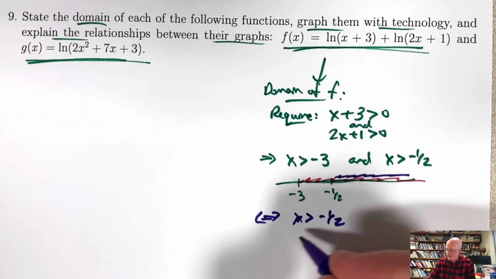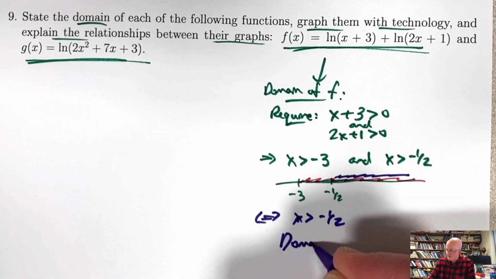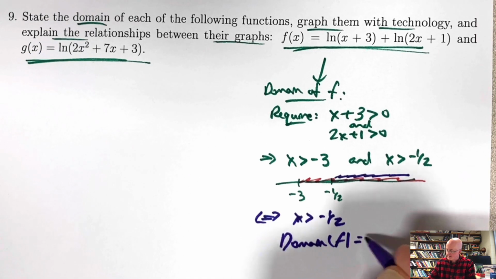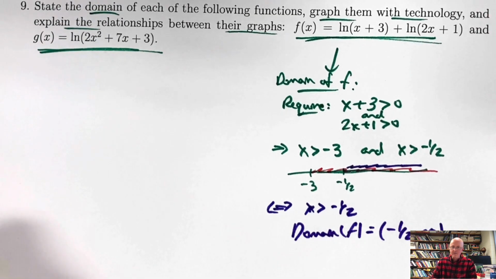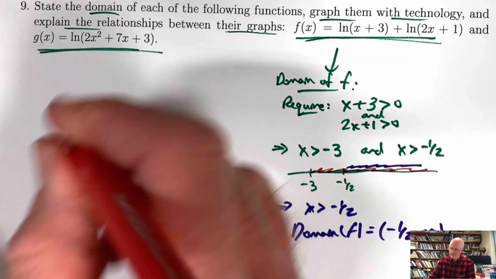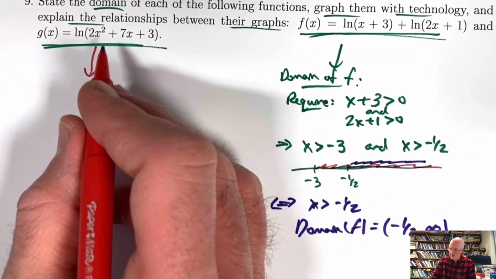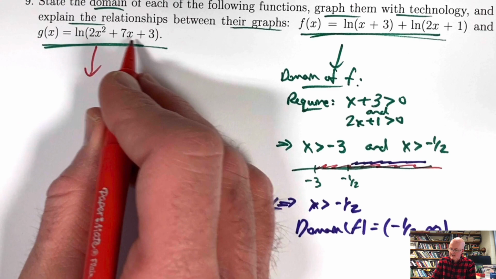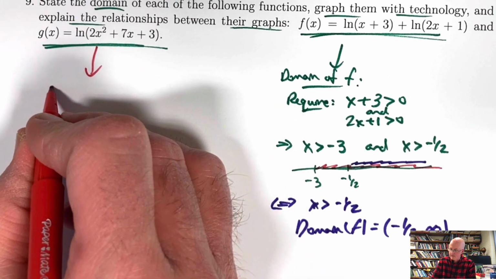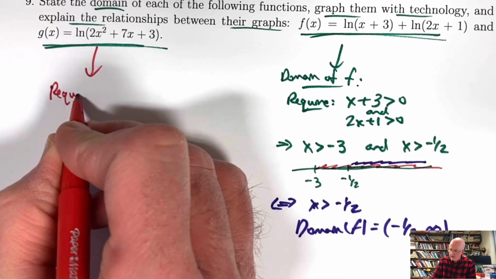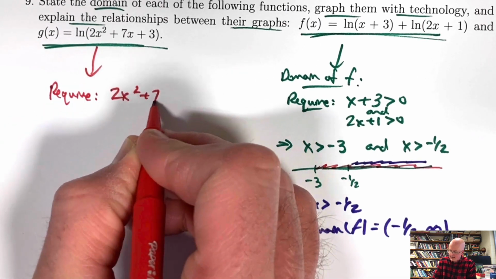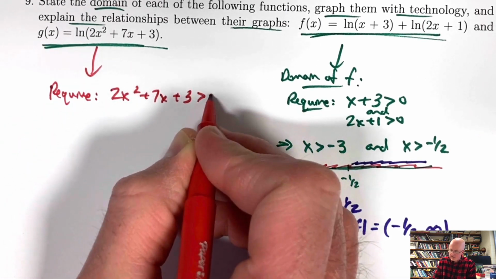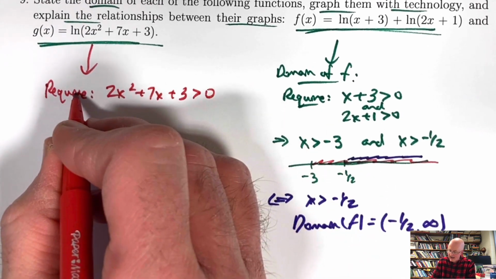So that's the domain. We could write the domain of f is the interval from negative 1/2 to infinity. For this part over here, we again want the input for this function, 2x squared plus 7x plus 3, to be positive. We require 2x squared plus 7x plus 3 to be positive. How do you solve an inequality like that?